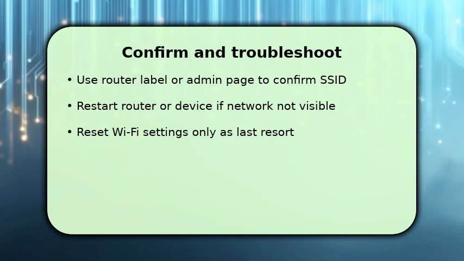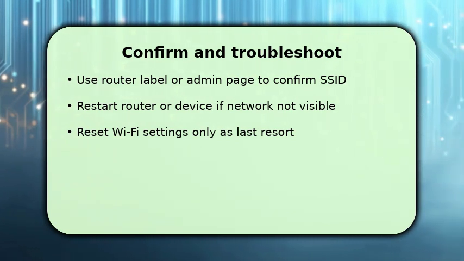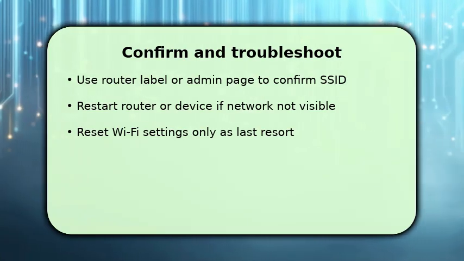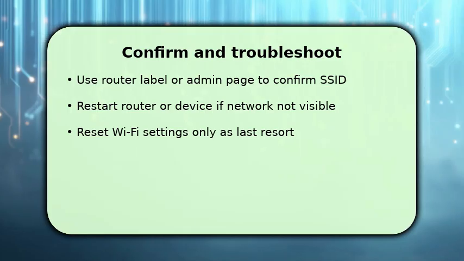Finally, confirm the network name by checking the router's label or logging into its admin page at the gateway IP. That shows the configured SSID. If the SSID isn't visible, restart the router and your device, then scan for networks again.